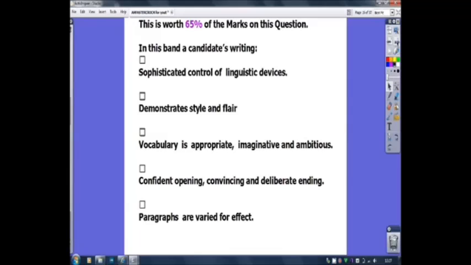65% of my marks are for sophisticated control of linguistic devices. Well, what are linguistic devices? Well, you will not be surprised to hear they are all the techniques in a faster crotch. So if I've got that in my writing, I'm hitting all of these. And by the way, this is the criteria for the A star. And do you remember I told you that those pictures were contributed by my bottom set year 9? And they genuinely were.